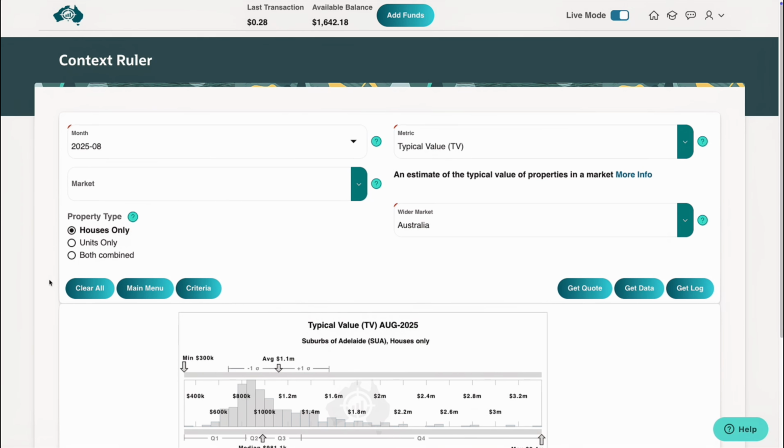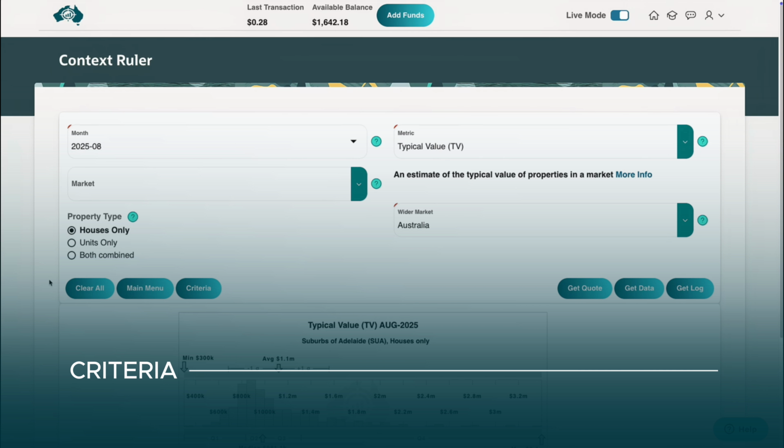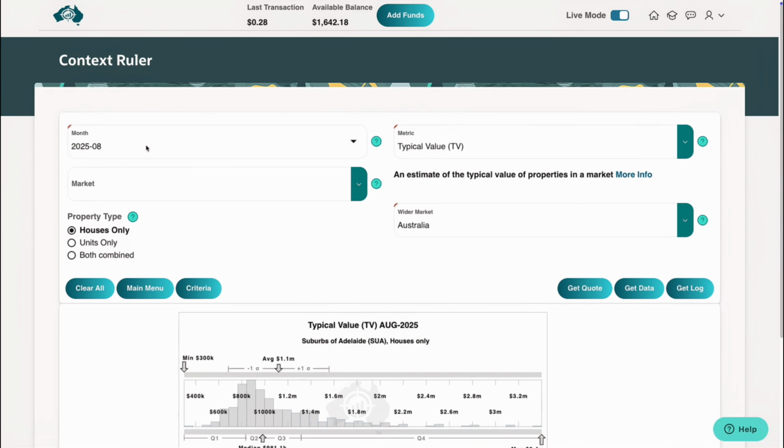Okay, now you get the idea behind the context ruler and you've seen some of the options. Let me just go over the criteria fields you can play with to get what you want. In most cases, you'll want to look at the latest data, so the month is defaulted to the latest. But markets change over time, so an above average GSR in boom times can be very different to what is considered above average in tough times. So if you want to research the nature of markets in the past, you can change this from the default.